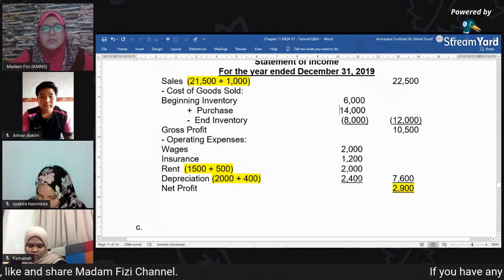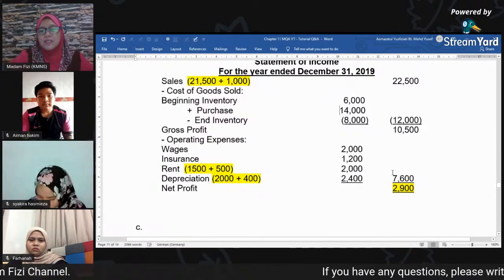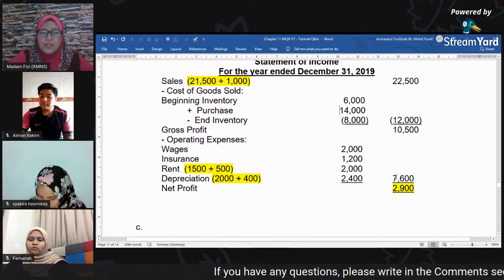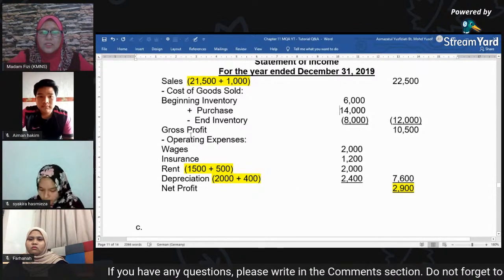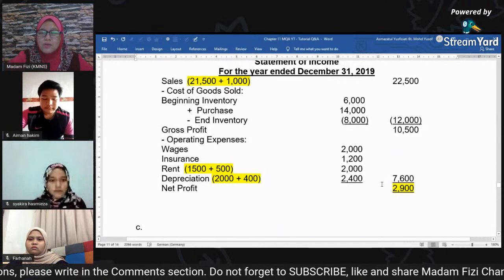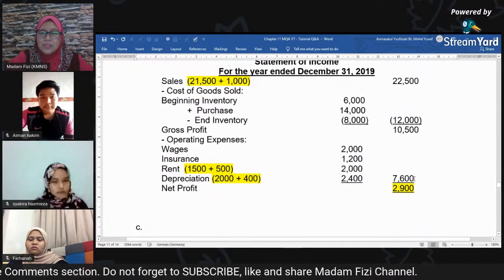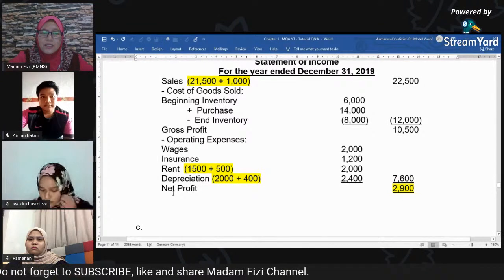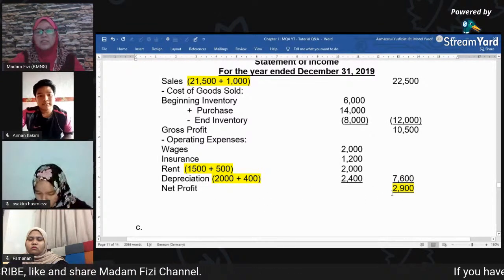Okay, now the total operating expenses is 7,600. So gross profit 10,500 minus operating expenses 7,600. So you gain net profit 2,900.